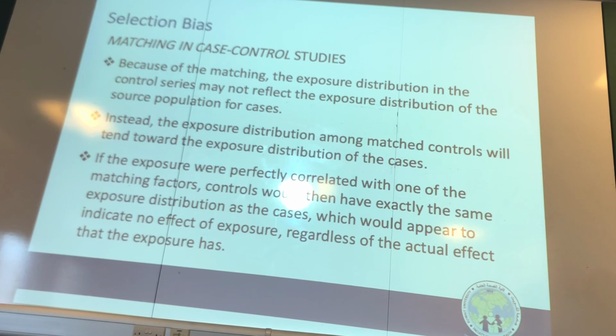We show here that if the exposure were perfectly correlated with one matching factor, controls would have exactly the same exposure as the cases, which would appear to indicate no effect of exposure. What is the other problem? If the exposure becomes perfectly correlated with the matching factors I matched on, the distribution of exposure becomes the same in cases and controls, meaning the difference will be zero, right? So this is how I'm violating the assumptions of exposure distribution here.